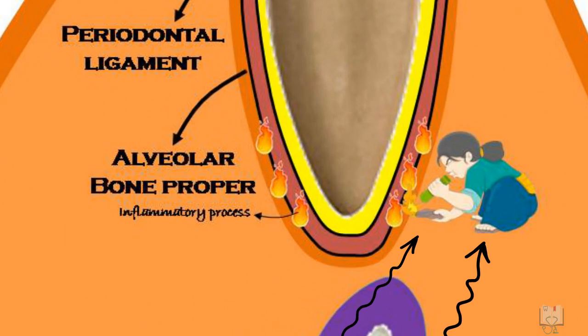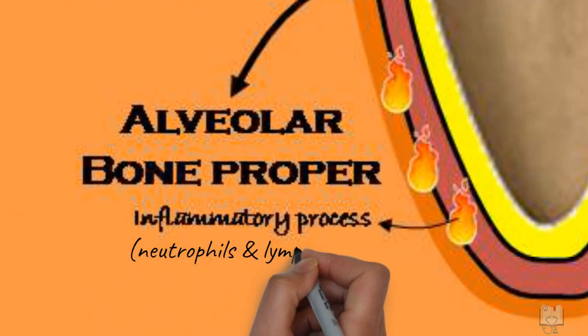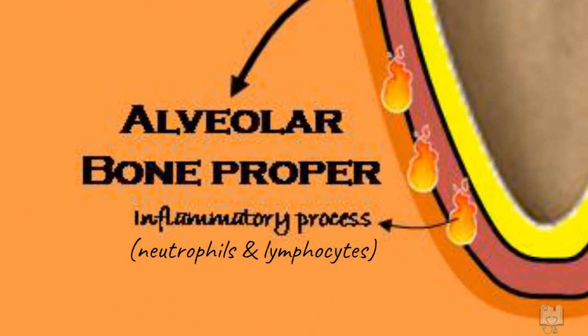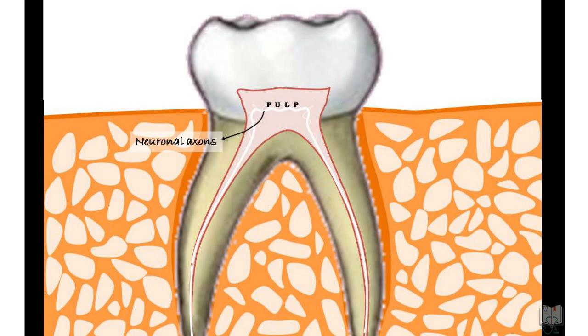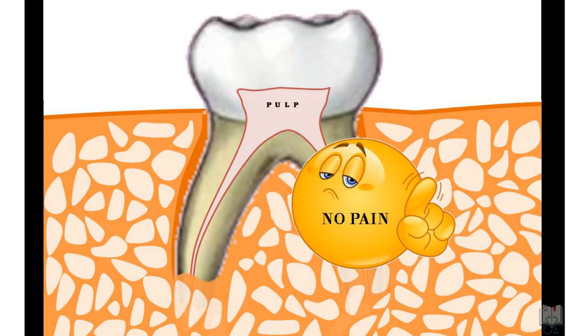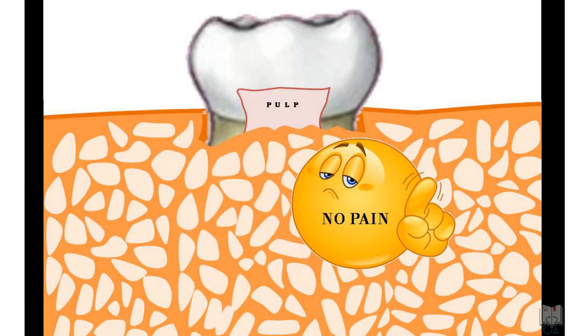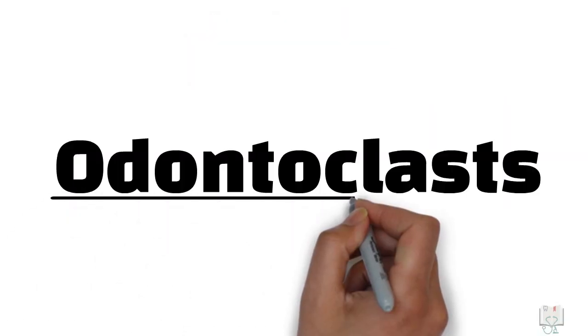Under histology of shedding, we have read about the increase in the inflammatory cells like neutrophils and lymphocytes. There is also degeneration of neuronal axons in the pulp, which in turn reduces its sensory function. Now we will study in detail about odontoclasts.